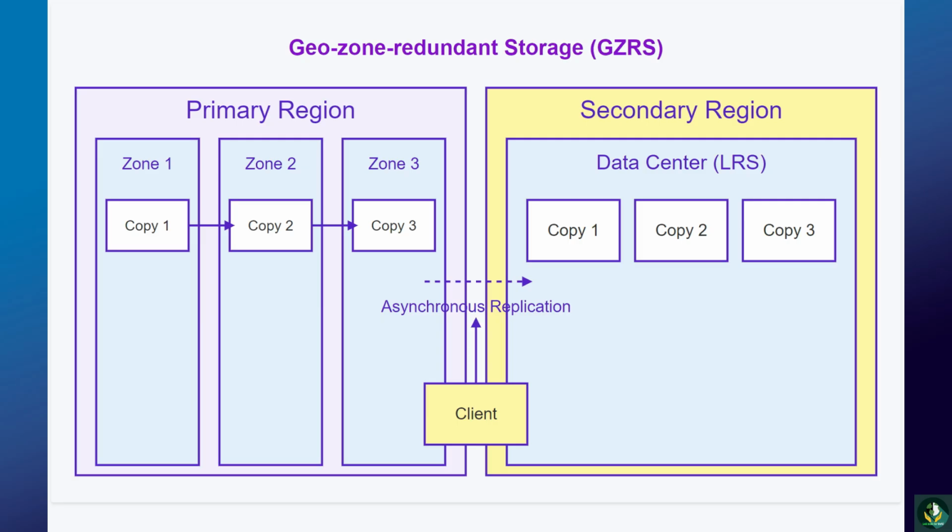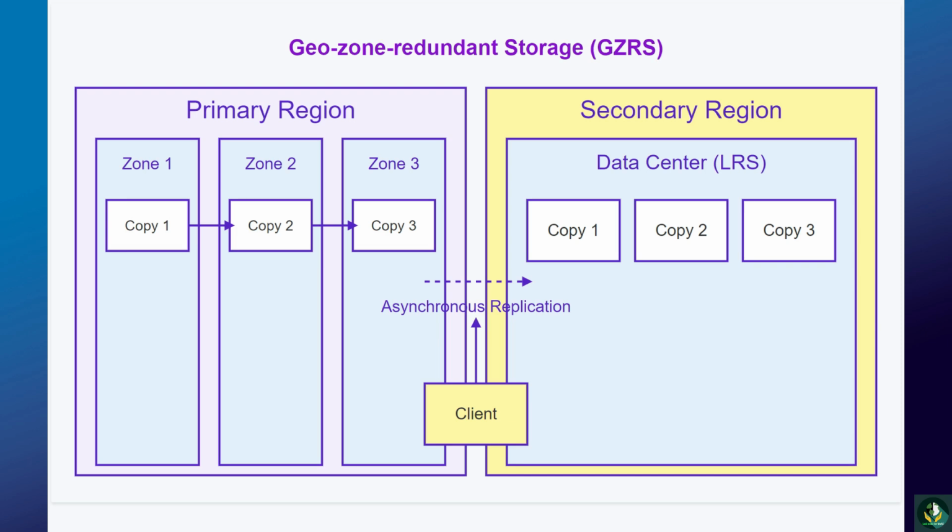Inside each availability zone, there's a copy of the data. This represents the Zone Redundant Storage, ZRS aspect of GZRS, where data is synchronously replicated across three zones. Synchronous replication arrows. The solid arrows between the data copies in the primary region represent synchronous replication, indicating that all copies are updated simultaneously across the three zones.